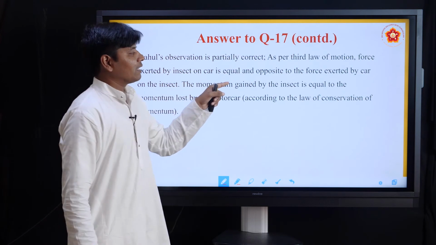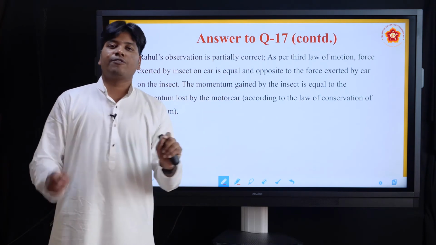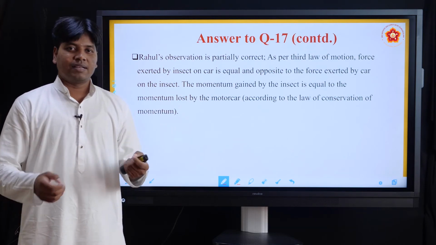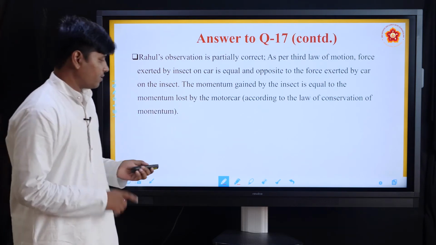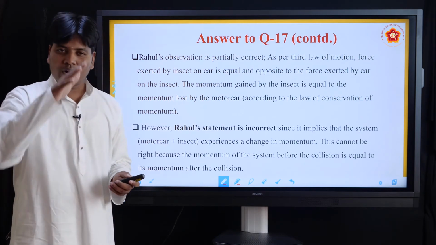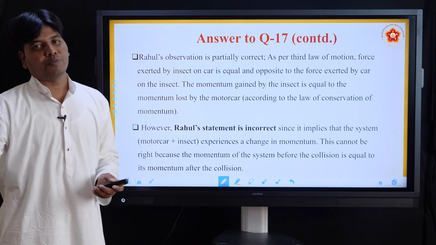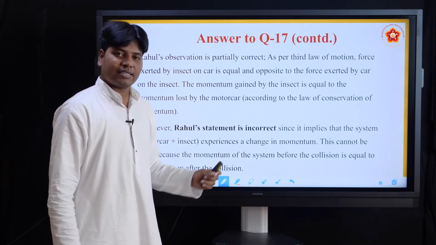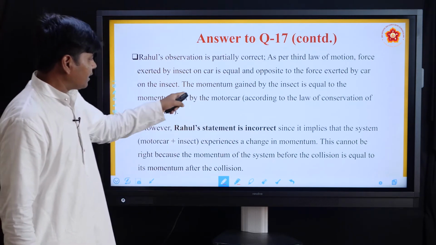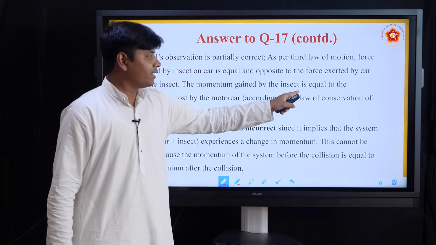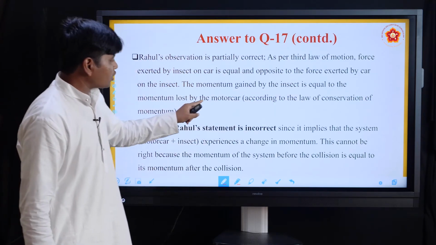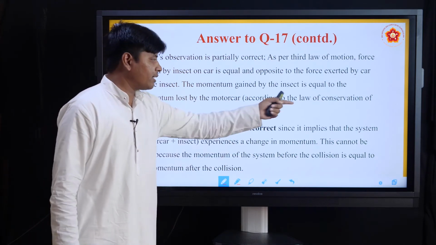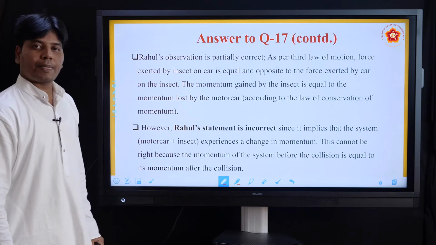Now, the claim that the change in momentum is the same for both the motor car and the insect is wrong. Why is it wrong? Because it contradicts our law of conservation of momentum. So, Rahul's statement is incorrect. Why is it incorrect? Because the momentum gained by the insect is equal to the momentum lost by the motor car. So, it is according to the law of conservation of momentum.